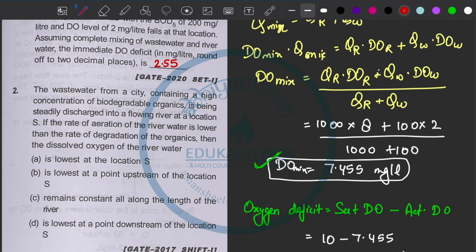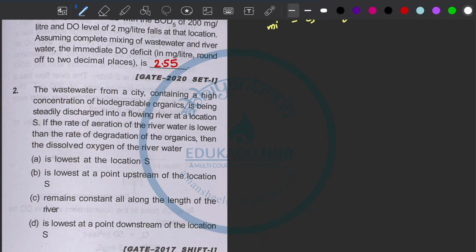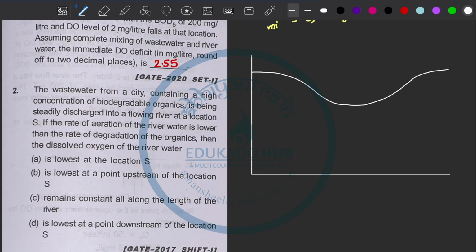Let's move on with the next question, which is: the wastewater from a city containing a high concentration of biodegradable organics is being steadily discharged into a flowing river at a location S. If the rate of aeration of the river water is lower than the rate of degradation of organics, then the dissolved oxygen of the river water will be. So let's do it. Let's make a curve.